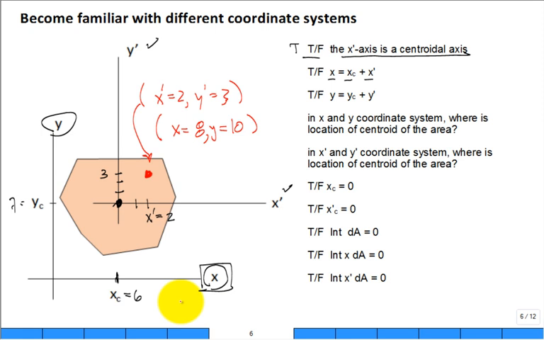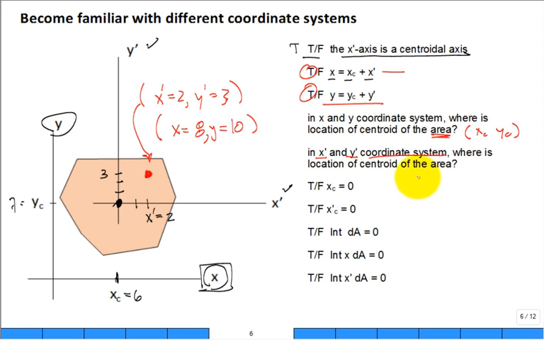So now you want to write that into an equation form, and is this the correct equation form? Yes. Isn't that what we just used? So this is true. How about this one? That's true. In the x and y coordinate system, where is the location of the centroid of the area? It's at location xc, yc. All right. In the x prime, y prime coordinate system, where is the location of the centroid? 0, 0. That's a very good observation.